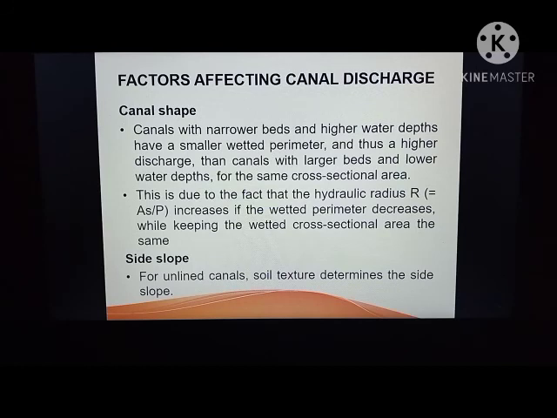the required cross-sectional area for a given discharge. Canal shape. Canals with narrower beds and higher water depth have a smaller wetted perimeter and thus a higher discharge than canals with larger beds and lower water depth for the same cross-sectional area. This is due to the fact that the hydraulic radius increases if the wetted perimeter decreases, while keeping the wetted cross-sectional area the same. Side slope.